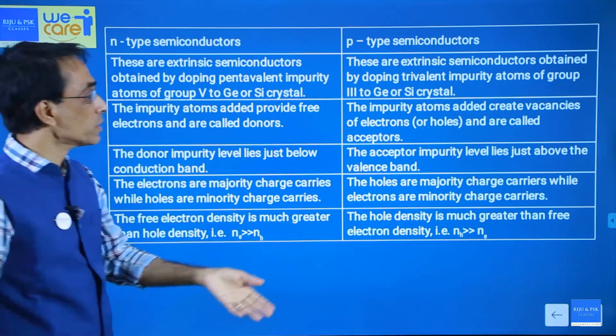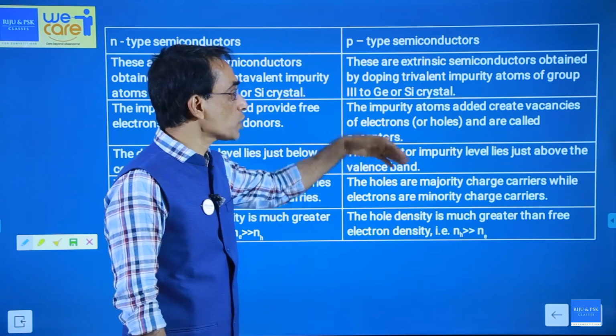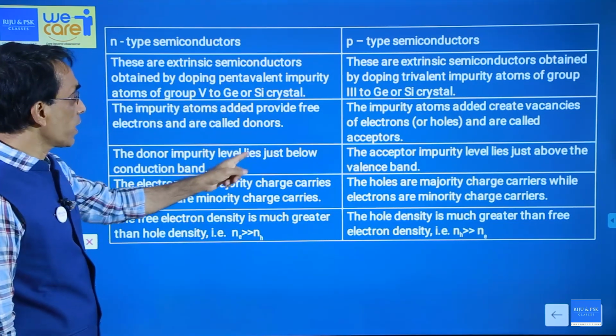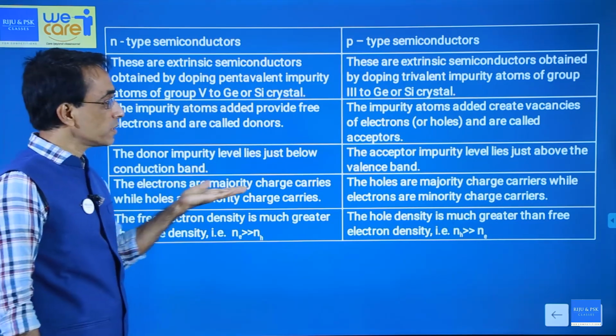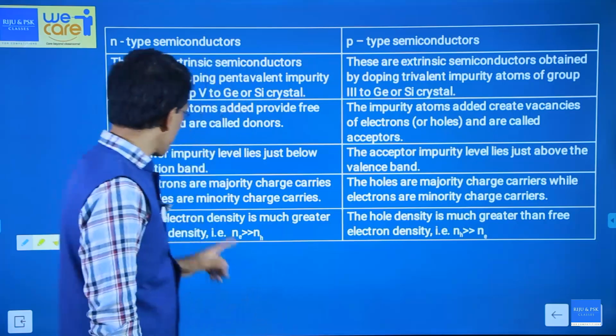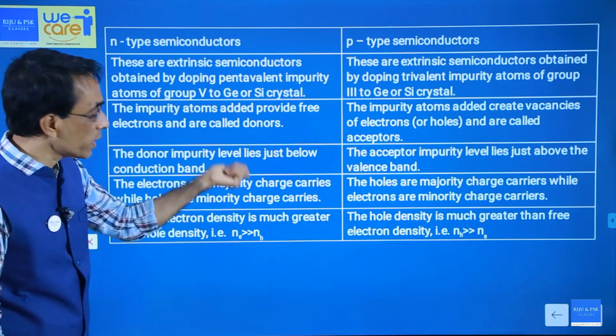In the other case you get more holes, which are vacancies of electrons, and these impurities are called acceptors. The donor impurity level lies just below the conduction band. The acceptor impurity level lies just above the valence band. In N type, electrons are majority charge carriers, holes are minority charge carriers.